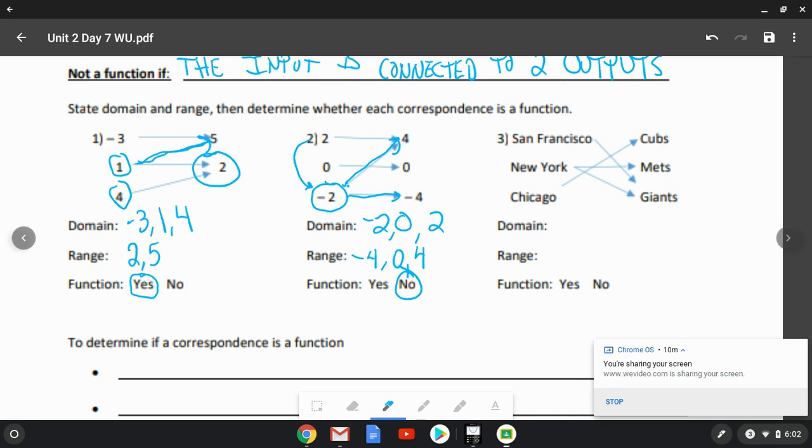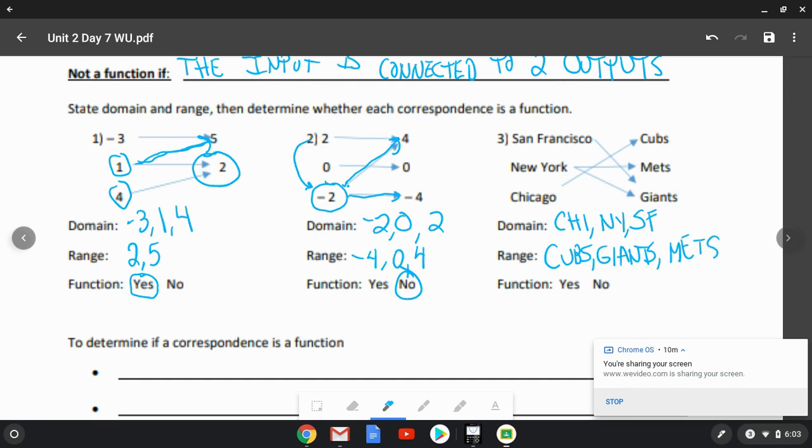Now let's take a look at number 3. Number 3, we don't have a numerical order, so I'll put it in alphabetical. So we have Chicago, we have New York, as all my inputs, and we have San Francisco. And then my range are my outputs. So what are they pointing to? Well, they're pointing to the Cubs and the Giants and the Mets. So those are the three teams on the right side.